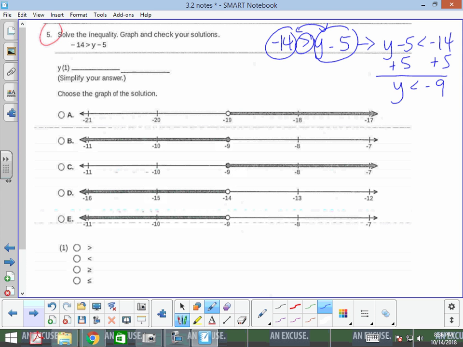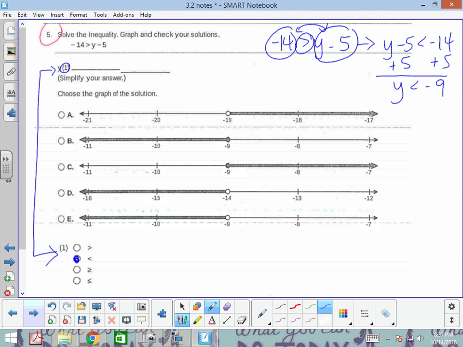So right here, whenever you're doing the homework on the computer, this one right here is actually going to be a pull down menu. So when you pull down, you're going to get these choices down here. So you're going to make sure we pick the less than, and then we're going to type -9. After you do that and you check your answer, then you'll have graphs that you'll choose from, and this one's going to be E. Okay, it's less than, not equal to, so it's a hole, not included, and it's going to the left.